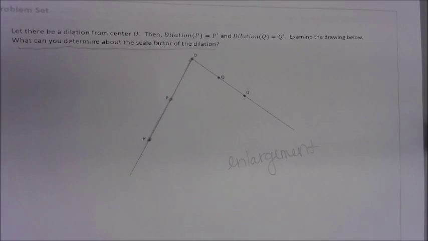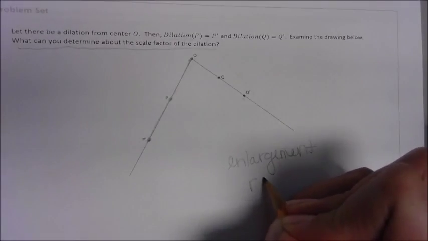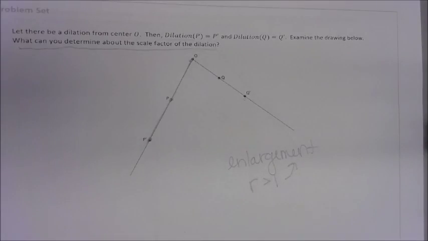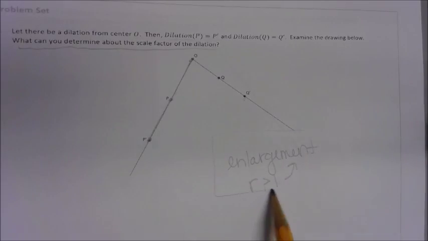And what we know about scale factor, what we're going to find out as we keep going through this, is that any scale factor that is greater than 1 is going to create an enlargement. So any number greater than 1, 1.5, 1.7, 2, 100, any number greater than 1 is going to create an enlargement of the original segment or the original figure. So you can go ahead and make the note. So this is the answer to this one.